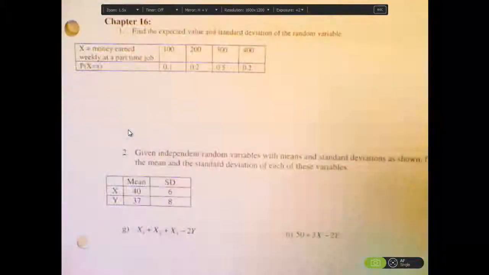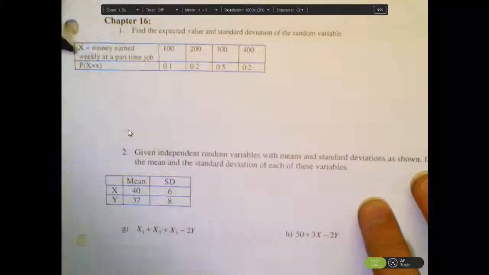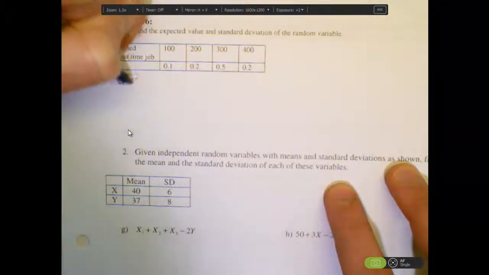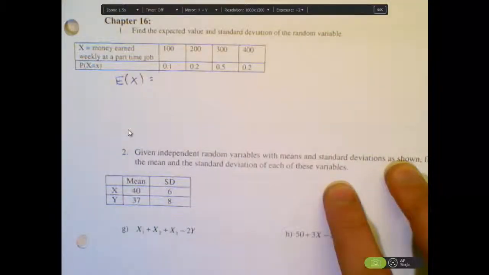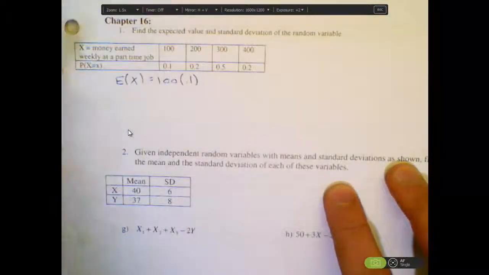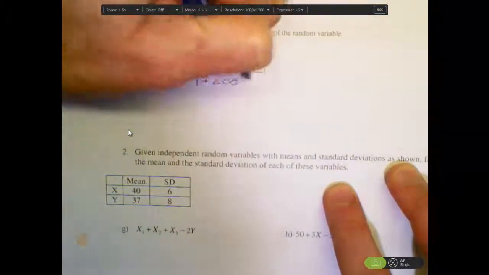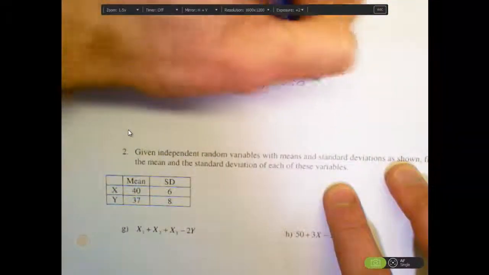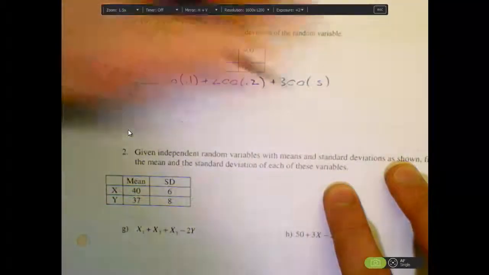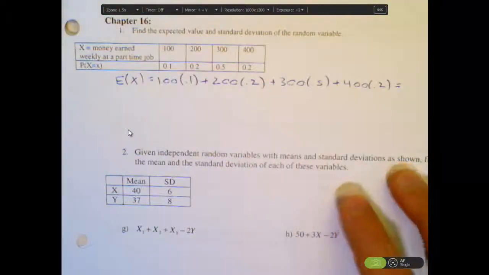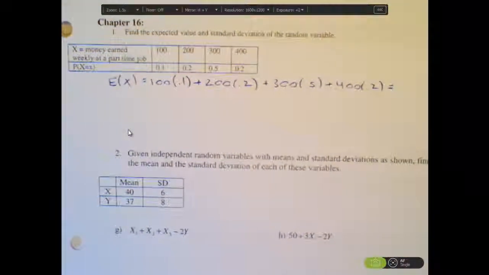So what I'm going to do is, I've already identified the random variable, or the problem has, so I don't need to define it. And I have the expected value of x is equal to the outcome 100 times its corresponding probability 0.1 plus the next outcome 200 times its probability 0.2 plus the next outcome times its corresponding probability plus the final outcome times its corresponding probability. I'm going to come back to that in just a minute. I'm going to show you on the calculator how to calculate that to save us some time.